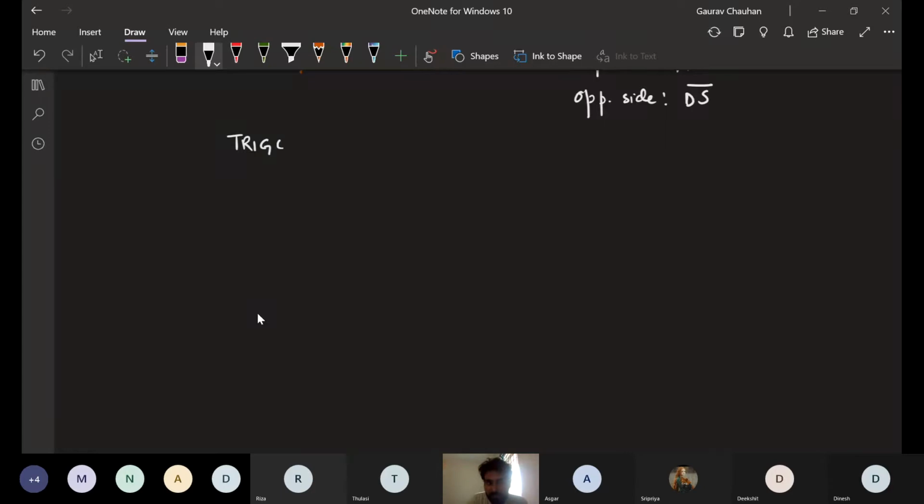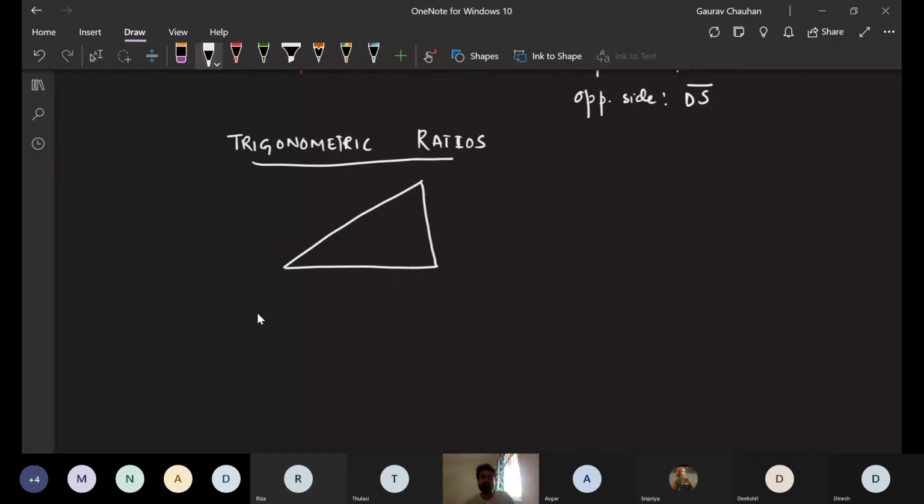I'm going to draw another triangle here, and we're going to start our chapter right now. What we have built till now is also a part of the chapter, but the next side heading I want you to put is trigonometric ratios. Then draw one right triangle like the one I have drawn on screen right now. You don't have to write the above thing, just draw this one.